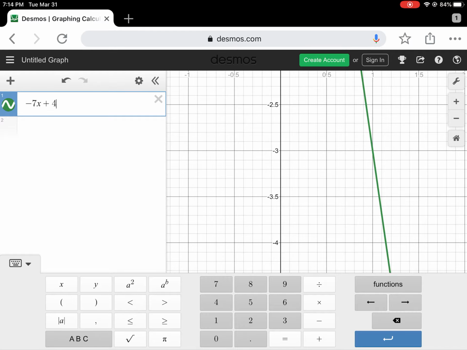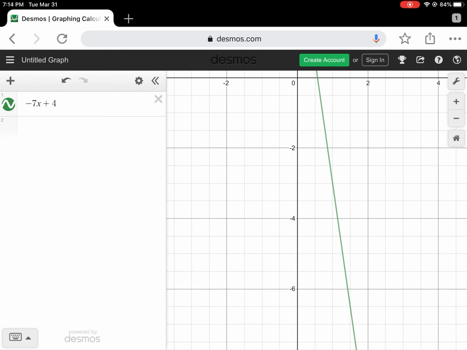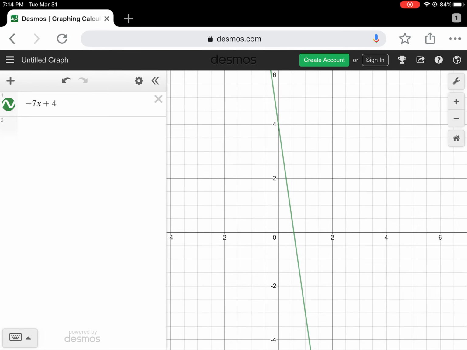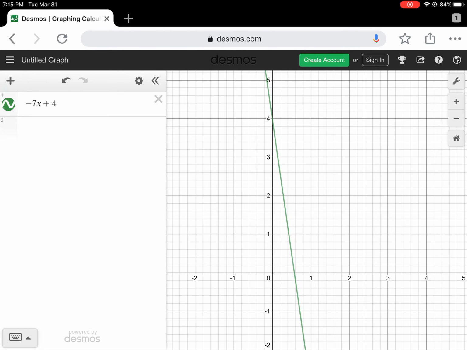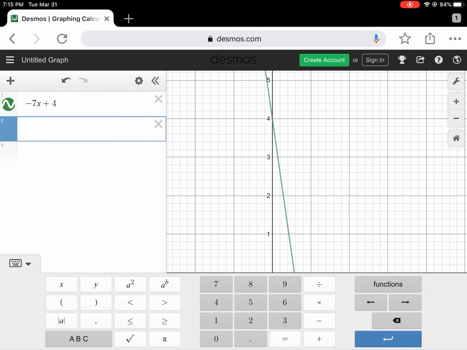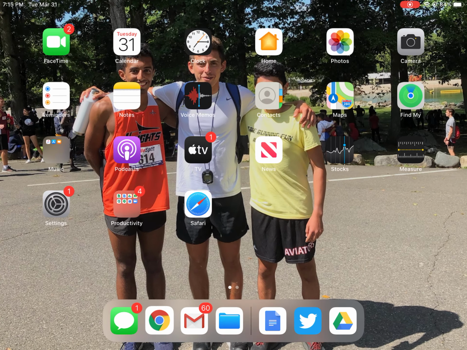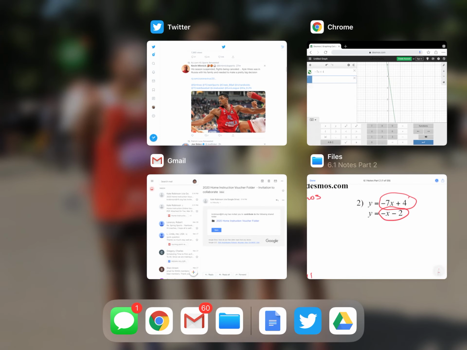Plus 4. Fun fact, it's actually my second time going through this video. I messed up on the first one. So that's my first graph, negative 7x plus 4. Let me just zoom out. Very good. All right, it's a pretty good location. Sweet. Now, remember, to get your next graph, just click on it right below it, the little 2 there. Just click on it with your mouse, and it'll come up.